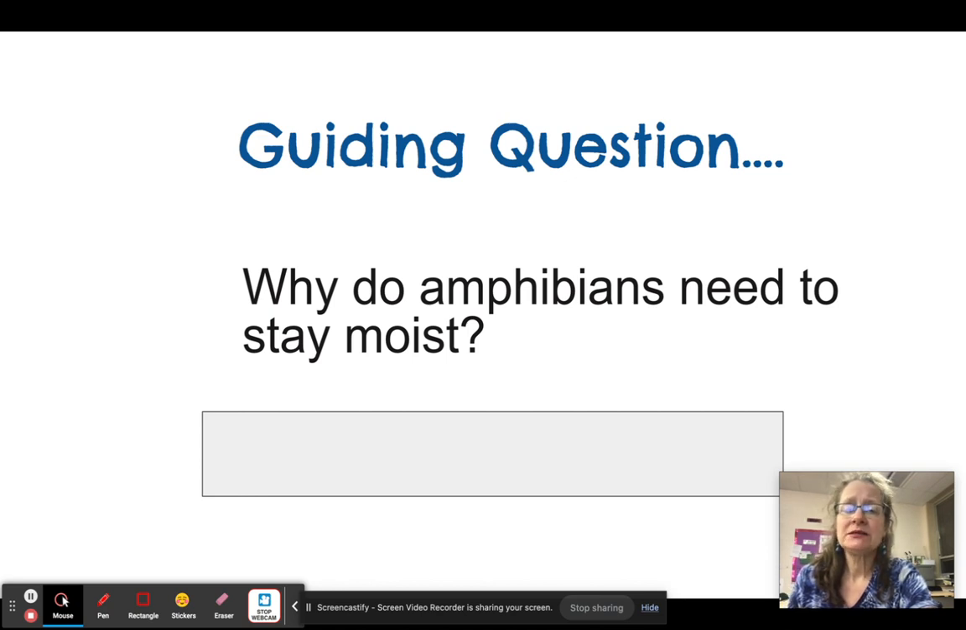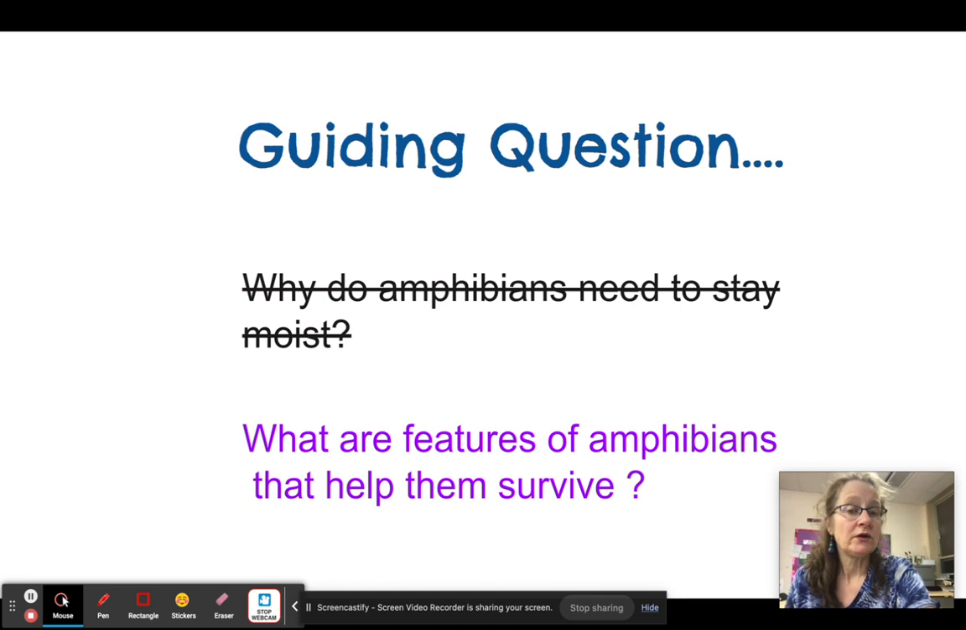Why do amphibians need to stay moist? Very important question, but it's not going to take very long and it's not going to be very interesting to your viewer because it's one basic question. So, how about this? What are features of amphibians that help them survive? And that way you can look at much more than staying moist.